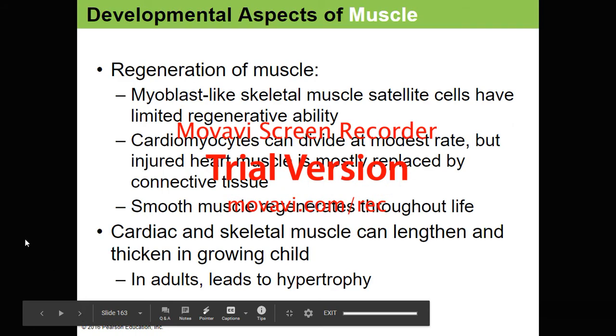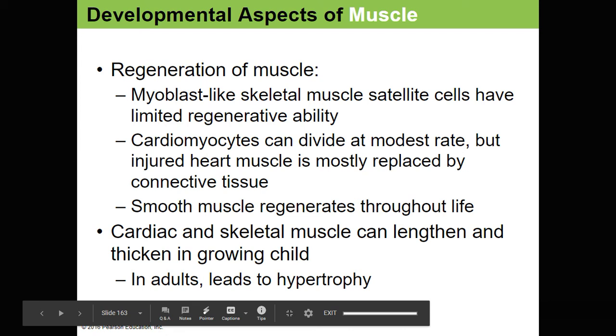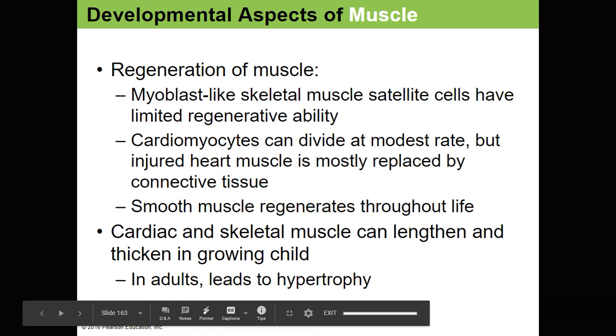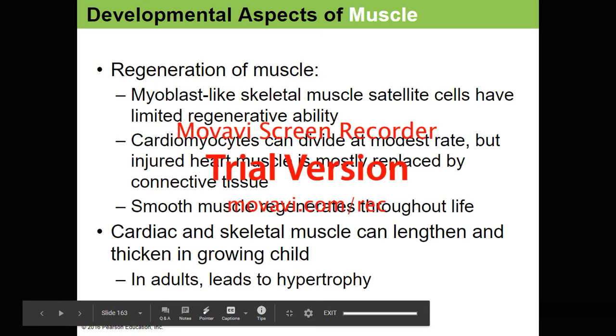All right, so regeneration of muscle. Myoblasts like skeletal muscle satellite cells have limited regenerative ability. Cardiomyocytes can divide at a modest rate, but injured heart muscle is mostly replaced by connective tissue. That's why it's bad when you have some kind of heart attack. When you damage your heart muscle, it's usually replaced by connective tissue, which isn't good. And then smooth muscle regenerates throughout life. Cardiac and skeletal muscle can lengthen and thicken in growing children and adults. That can lead to hypertrophy.